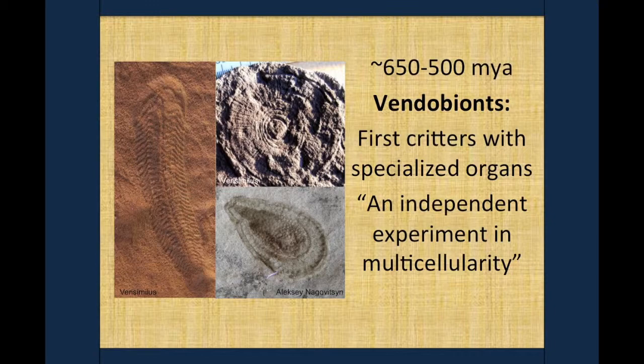Shortly thereafter, you have the emergence of very interesting multicellular life. Some things with hard parts, some things with clear organs. These creatures are often called vendobionts, and Dolf Seilacher has proposed a new kingdom-level distinction for these, Vendozoa. In his opinion, these are neither plants nor animals, but yet another independent experiment in multicellularity, as he puts it.